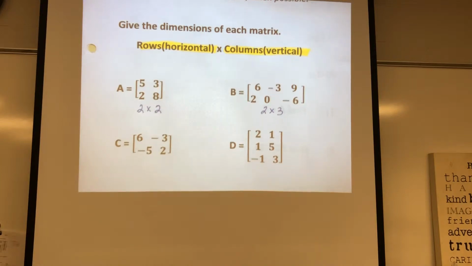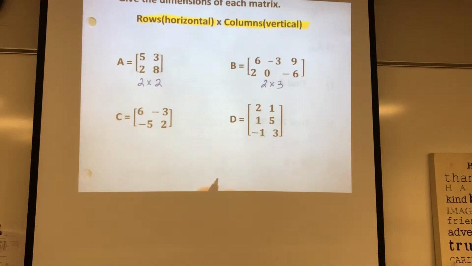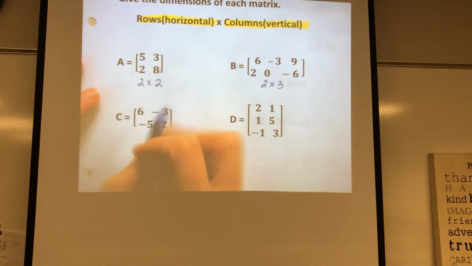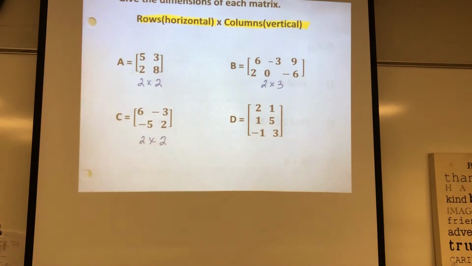All right, so go ahead and try C and D to find the dimensions. Hit pause, find them, and then come back and see if you got them right. On C, we have 2 rows by 2 columns, so a 2 by 2. And on D, we have 3 rows by 2 columns, so a 3 by 2.